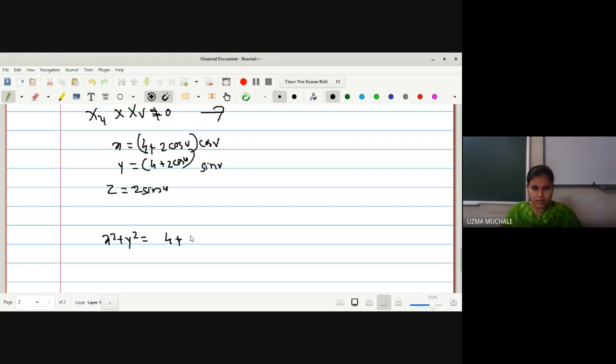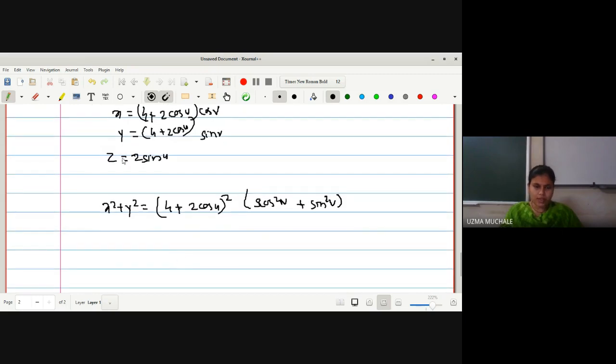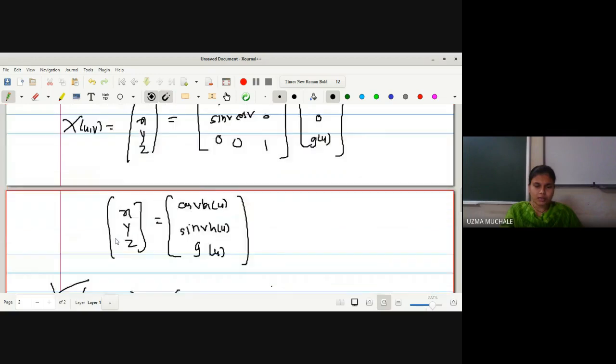If I keep 4 plus 2 cos u outside, squared, then what I keep inside is cos square u, cos square v plus sin square v. Right? If you are solving, then it is okay. You can understand what I am solving. X square plus y square. So this one you can take common, and then we are remaining with cos square v and sin square v. Right? Now, what do we actually have in our question?